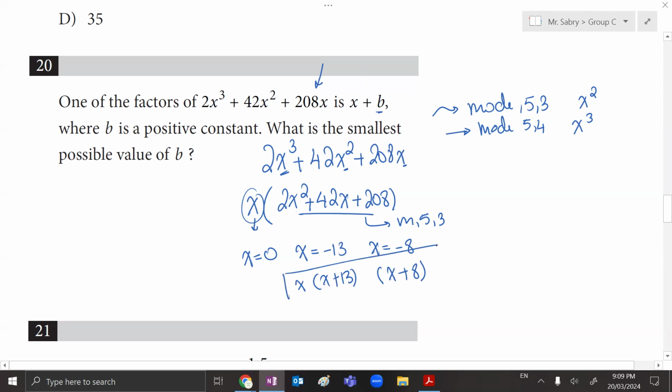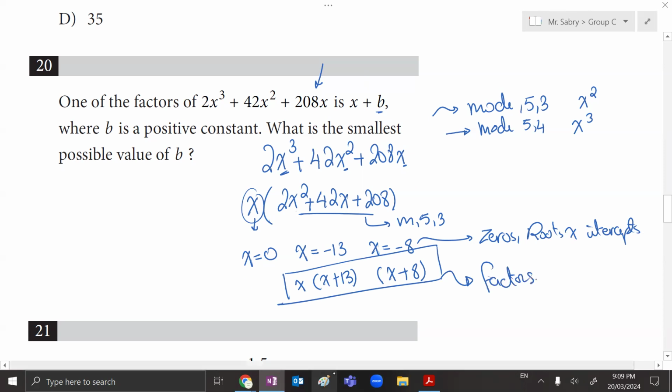Those are the factors. But these are called the zeros. These are called the roots. These are called the x-intercepts. If they're put with the opposite signs and brackets, they're now called factors.